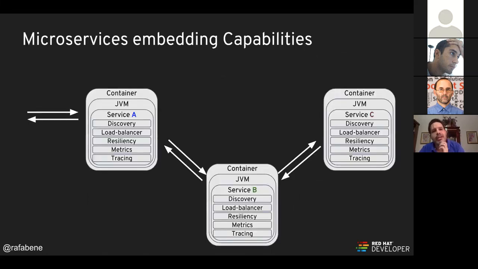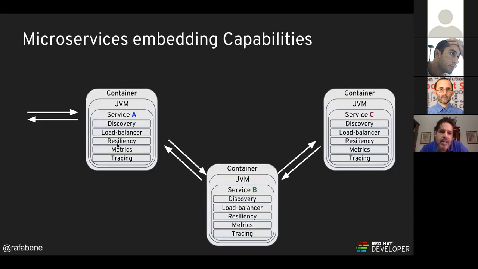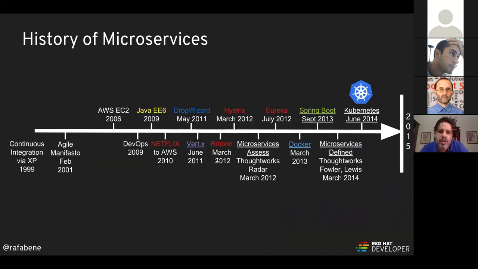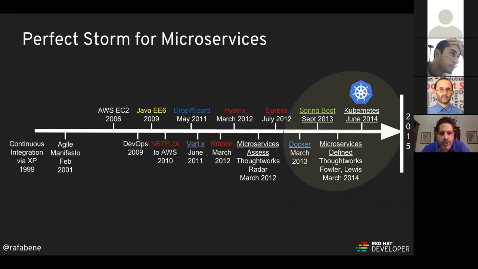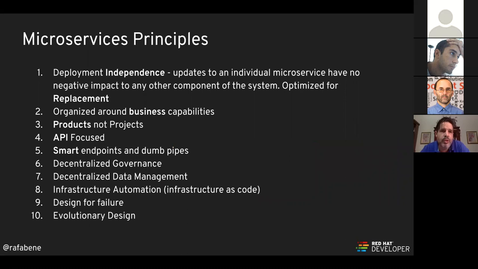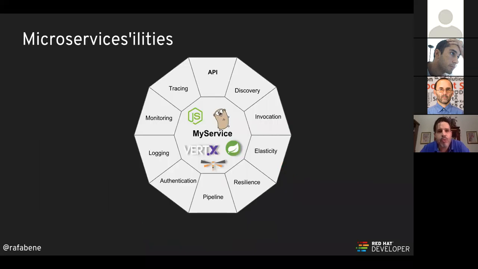Then we saw that for every microservice, we need to implement certain capabilities like service discovery, load balancer, resilience, metrics, and tracing. And we saw that for many years, all those things were implemented using Ribbon, Hystrix, and Eureka, because that was the root of microservices. We went through the microservice principles, and then I talked about the microservice capabilities.